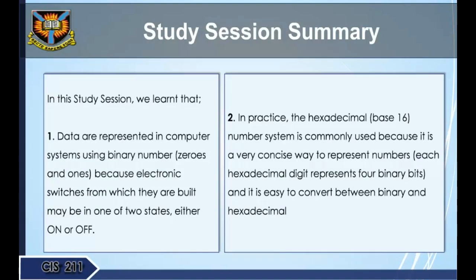Study section summary. In this study section, we learned that: 1. Data are represented in computer systems using binary numbers, zeros and ones, because electronic switches from which they are built may be in one of two states, either on or off. 2. In practice, the hexadecimal-based 16-number system is commonly used because it is a very concise way to represent numbers. Each hexadecimal digit represents 4 binary bits, and it is easy to convert between binary and hexadecimal.